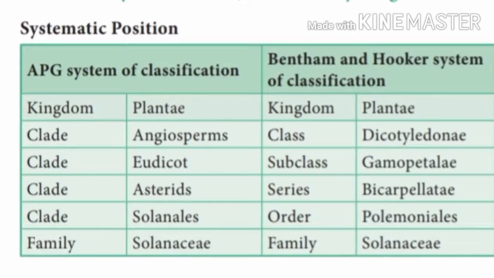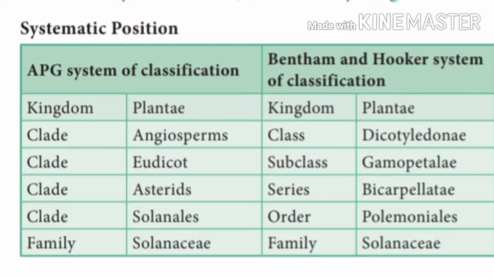To begin with, let's start the third family, Solanaceae. Kingdom Plantae, clade angiosperms, clade eudicots, clade asterids, order Solanales, family Solanaceae. Bentham and Hooker system of classification: Kingdom Plantae, class Dicotyledonae, subclass Gamopetalae, series Bicarpellatae, order Polemoniales, family Solanaceae. So this is the key thing to get the classification of the organisms.